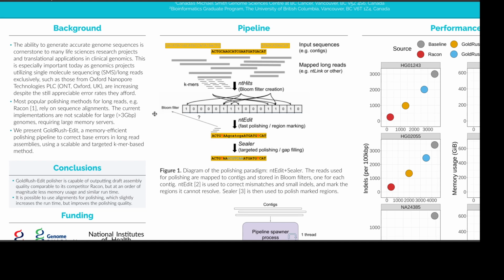Now there are polishing methods out there which would fix these errors, such as Racon, but depending on the genome you're working with, they might require a lot of memory. They're not necessarily scalable, and they require large memory servers. And so here we present GoldRush-Edit, which is a memory-efficient polishing pipeline to correct these errors in long-read assemblies using a scalable and targeted k-mers-based method.